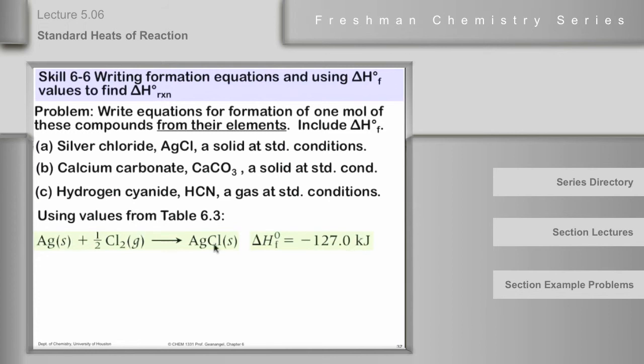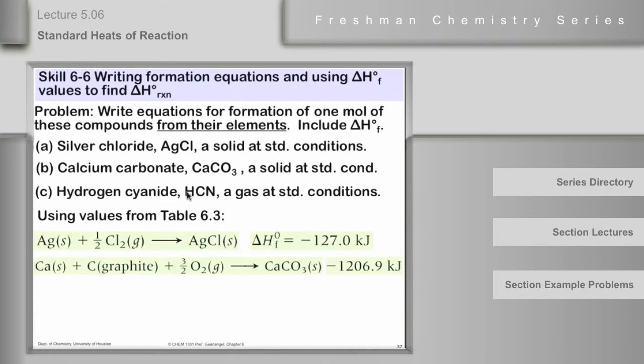So this is the equation. This is the enthalpy of formation for AgCl. For calcium carbonate, it's 1 mole of calcium, 1 mole of graphite, plus 3/2 mole of dioxygen. And this gives CaCO3. The reason for the coefficients of 1, 1, and 3/2 is that's the ratio of the elements in the formula. And when I look this value up, it's negative 1206.9 kilojoules.